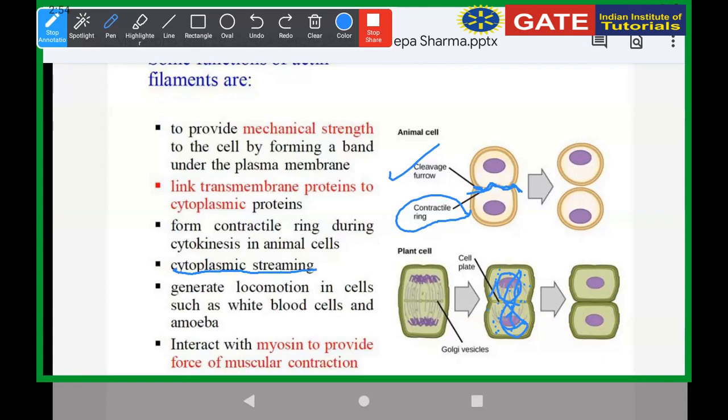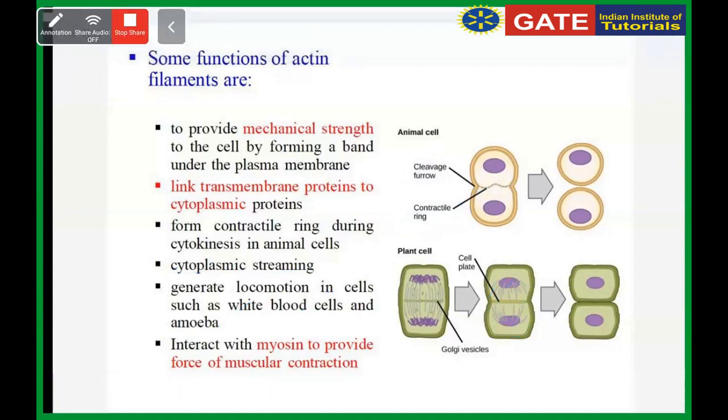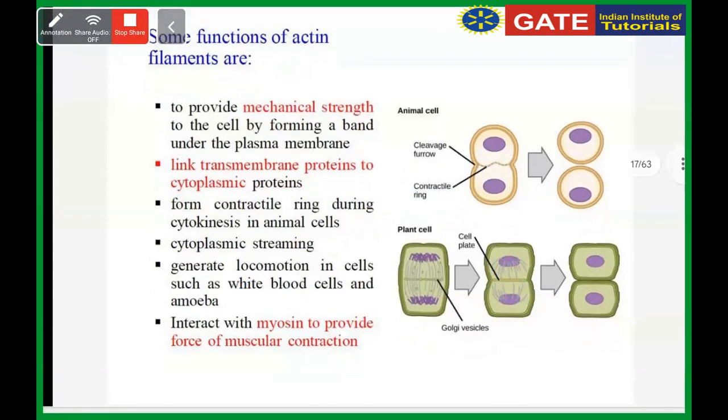And it generates locomotion in cells such as white blood cells and amoeba. White blood cells and amoeba undergo irregular movement, right? And they have irregular shapes also because of this actin filament. Please remember, all these are very important topics.